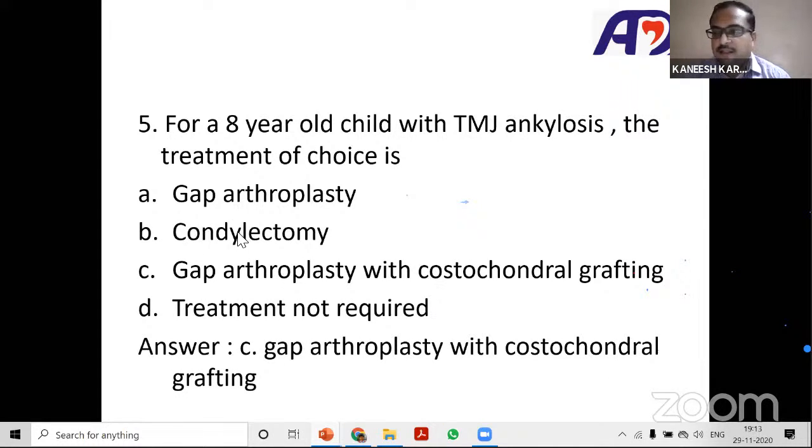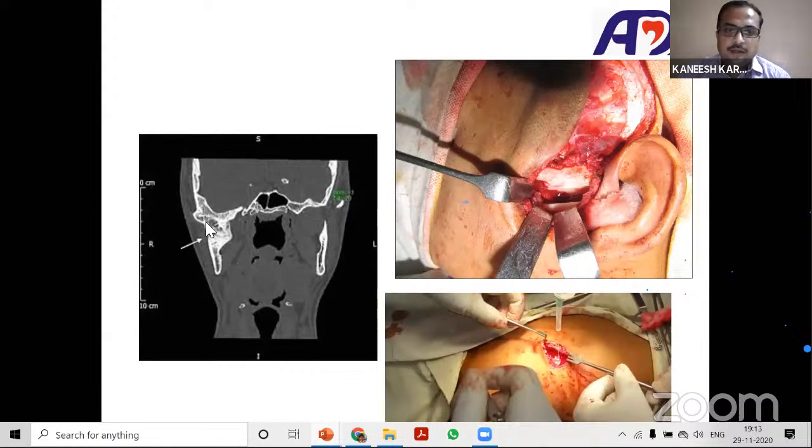See here, this is the CT scan showing TMJ ankylosis. Here, this is the ankylotic mass. Okay, you remove the ankylotic mass, and then you take a part of the rib. Okay, costochondral rib. This is a rib, and you place it here so that it acts as the growth center. Okay, it will help in the growth of the mandible.